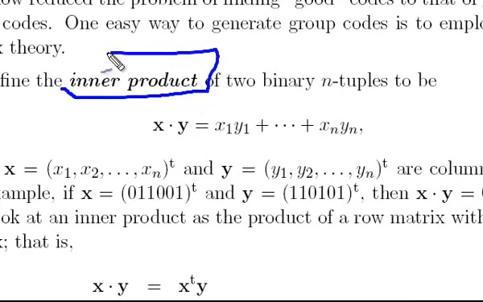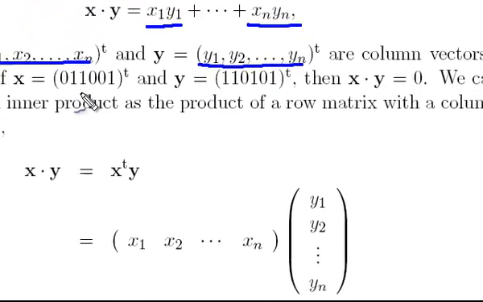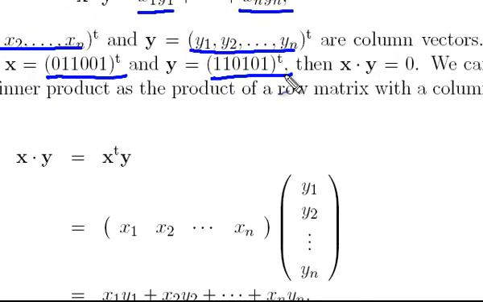So define the inner product of two binary n-tuples. Now, you've seen this in linear algebra. It's called a dot product, scalar product. So what you're doing is you're doing component-wise multiplication and summing the result. Component-wise multiplication, sum the result. Okay. So if I have two column vectors of length n, and again we're doing binary column vectors, so here's one of length 6, another one of length 6, and I add them together. Oh, okay, then I get x dot y equals 0. How do you get that?